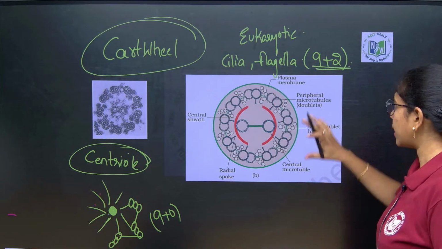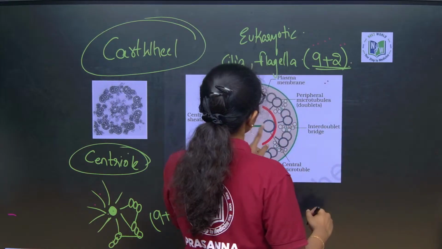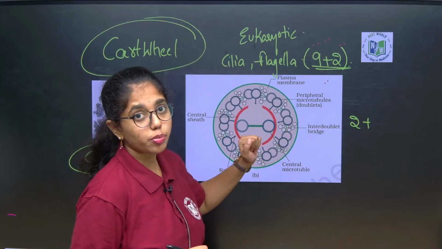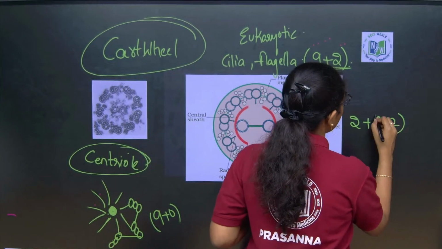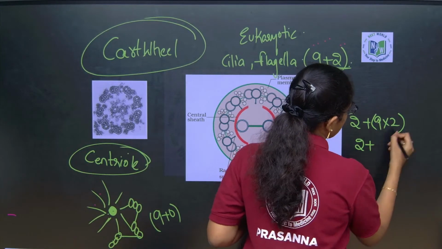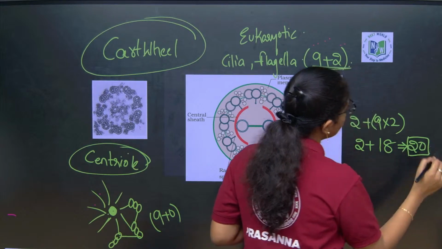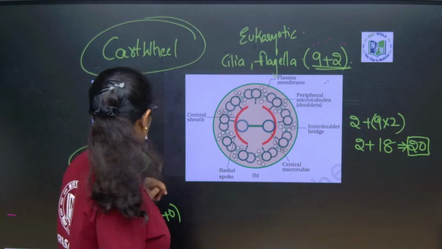For example, if the question is to calculate how many total microtubules are present in the eukaryotic cilia and flagella having 9+2 arrangement: at the center you have 2 microtubules, plus 9 radial spokes, each radial spoke has 2 microtubules, that is 9 into 2. Then what do you get? 2 plus 18, that is 20 microtubules in the eukaryotic cilia and flagella.